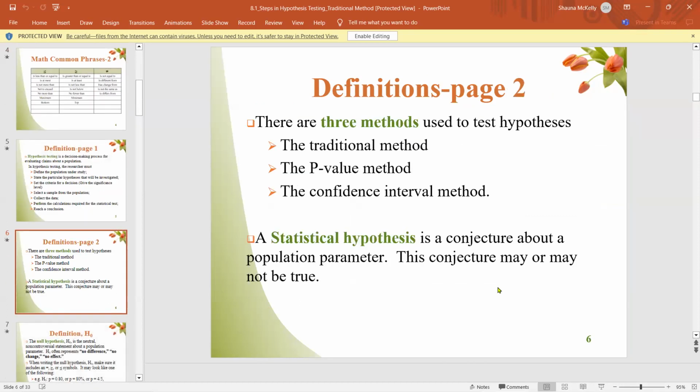There are three methods used to test hypotheses: the traditional method, the p-value method, and the confidence interval method. We're gonna work on the traditional method for quite a while, and then we're gonna go into the p-value method. The confidence interval method is available. She doesn't really place a lot of emphasis on it, but she wants you to know that it's there.